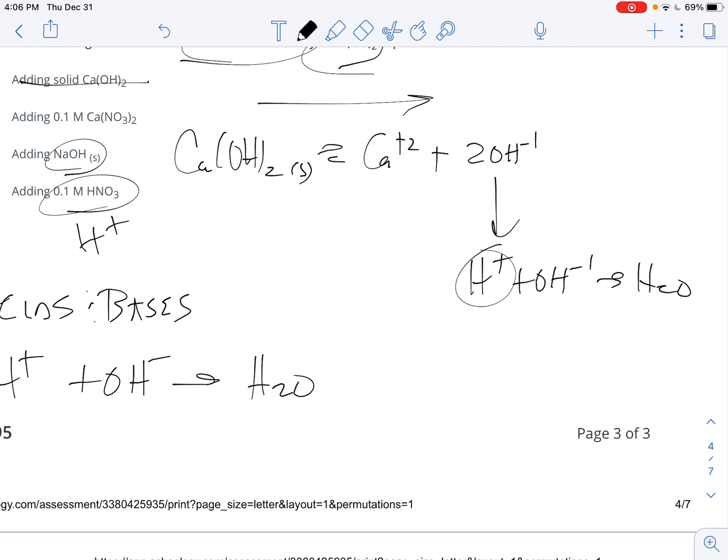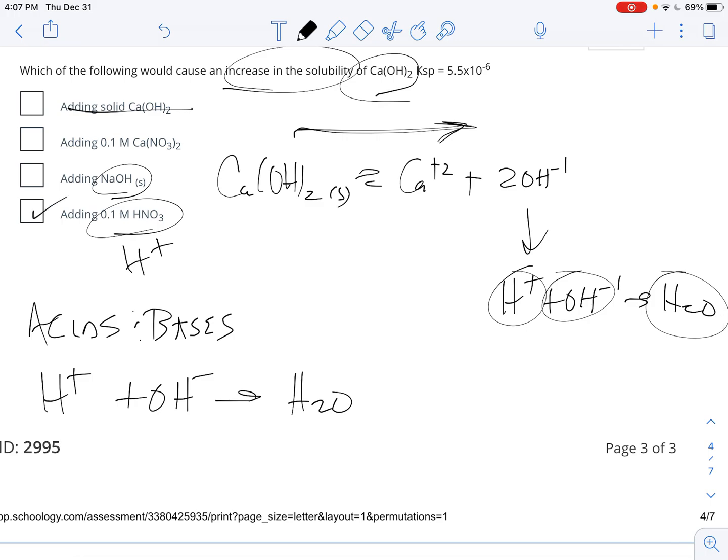So by making the H positive go up, you are actually decreasing the amount of the hydroxide, because you're making that hydroxide react with the H positive to make the H2O. So it's a secondary equation. And so by adding in H positive to this system, you are actually decreasing the amount of OH negative, which is going to send it over to the right-hand side.